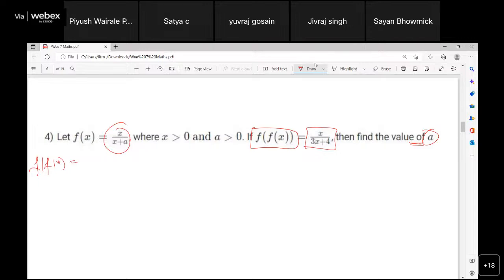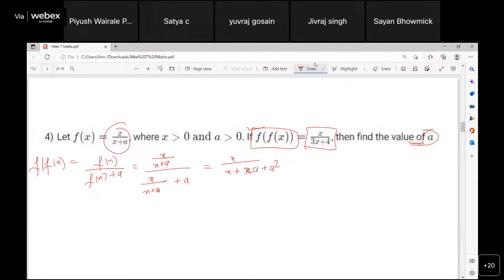So at first we need to find out the expression for this composite function, f of f of x. So it will be f of x upon f of x plus a. That is x upon x plus a, upon x upon x plus a, plus a, right? I can simplify this, just simply multiplying here. So x upon x plus xa plus a square, right?